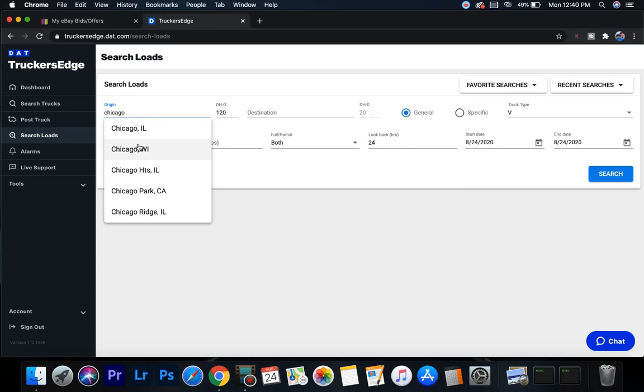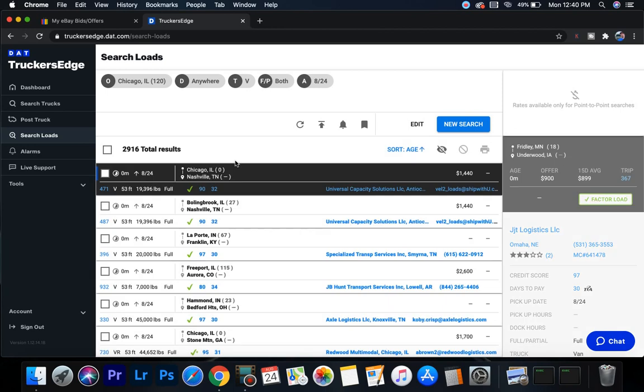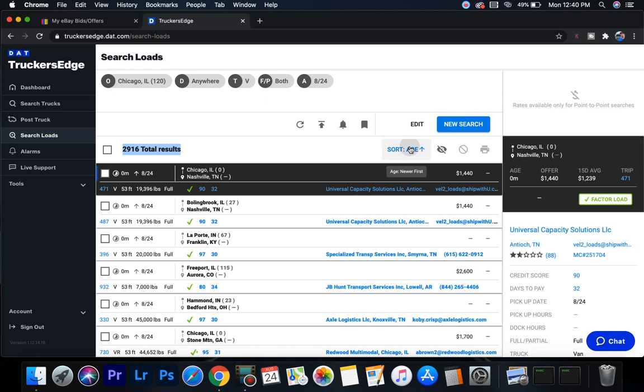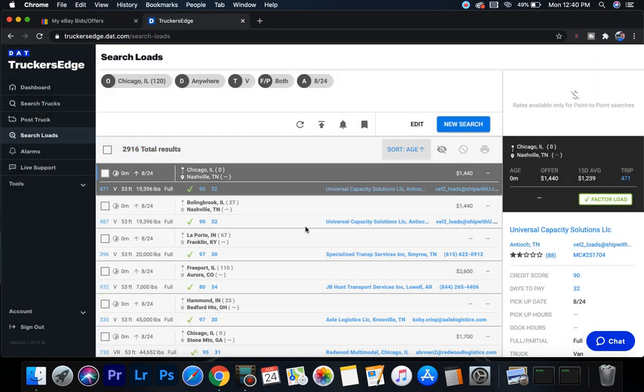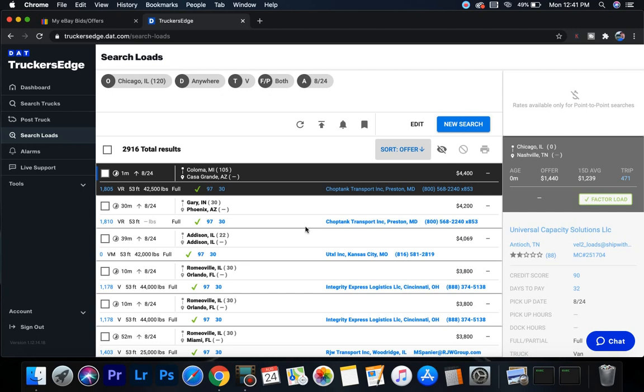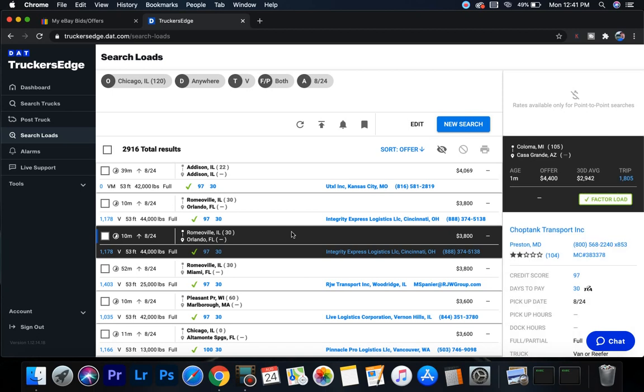See what Chicago's coming in with. 2,900 loads in the Chicago market. So if you're in Chicago, you know there's plenty of freight. And let's see what kind of offer they got on the board. $4,400 to go to Arizona. So I wouldn't do that, but I might take this load right here.